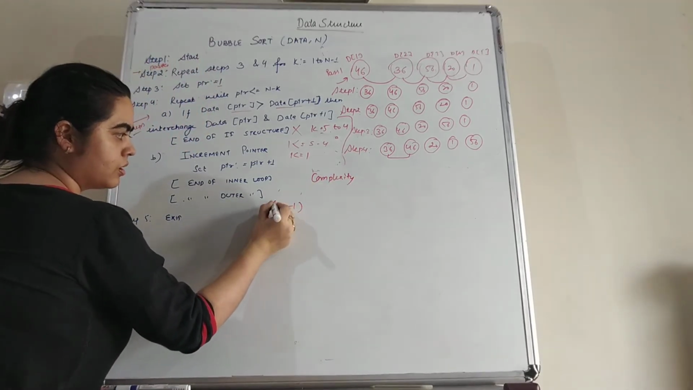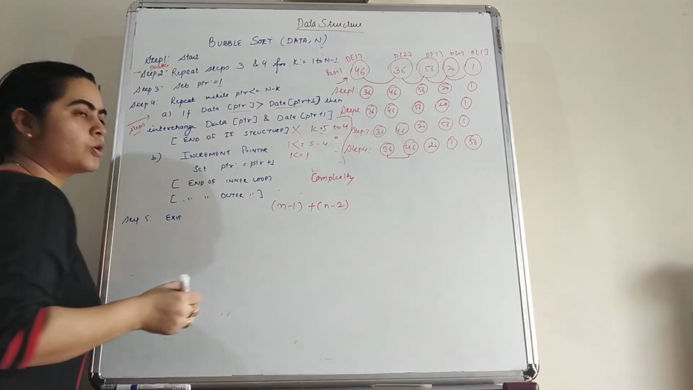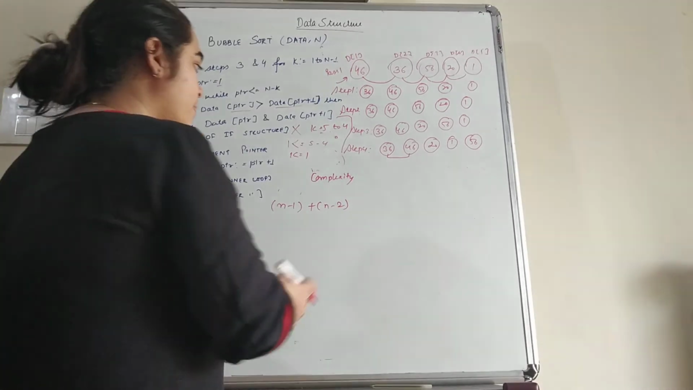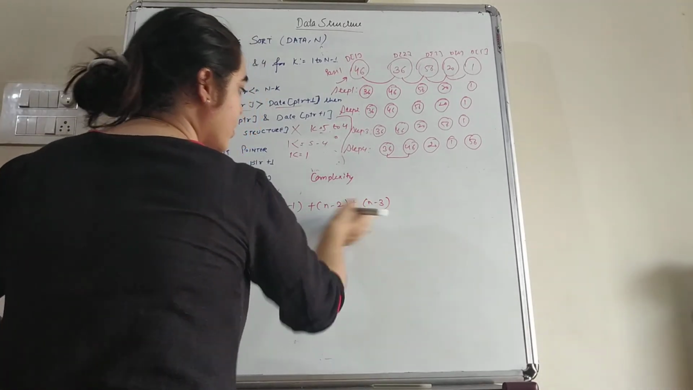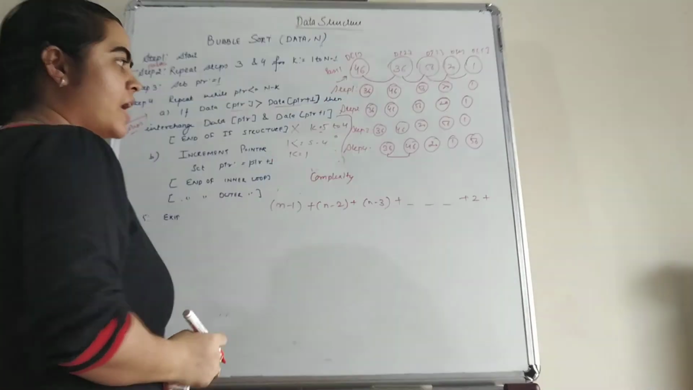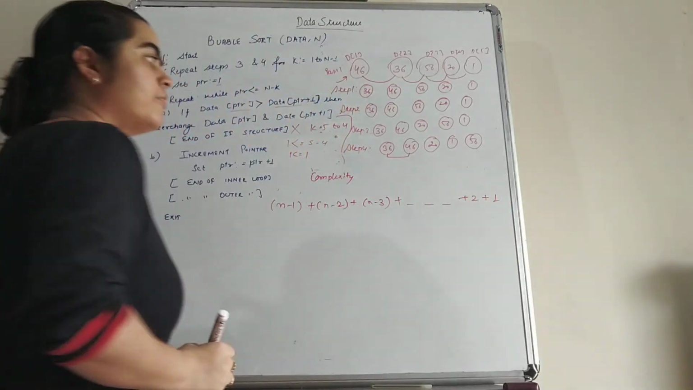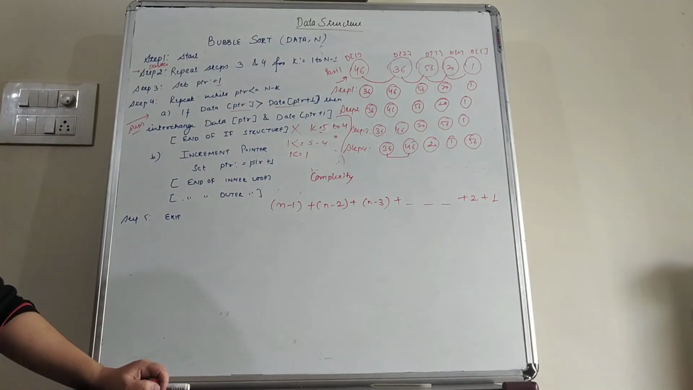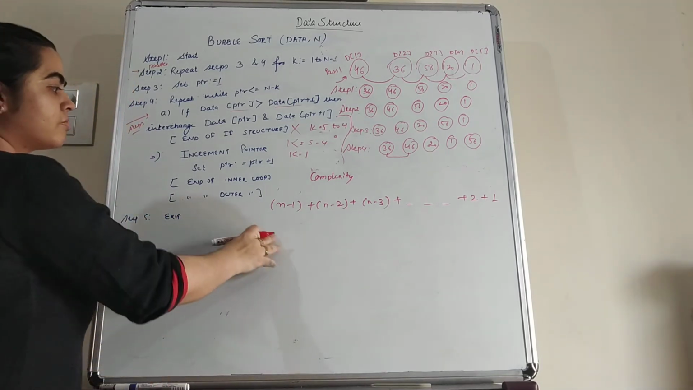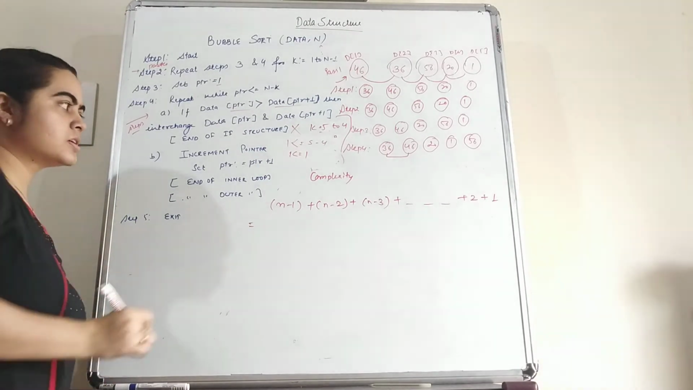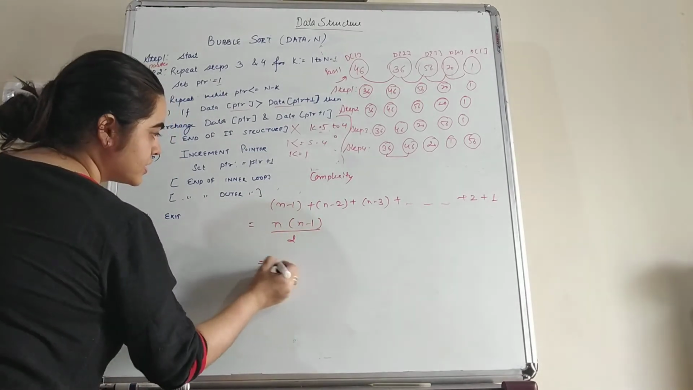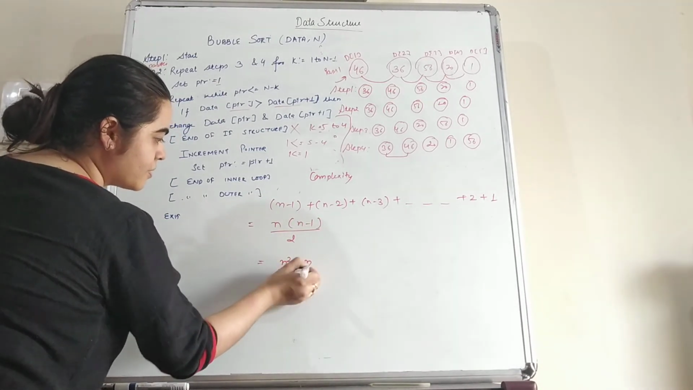n minus 1 plus n minus 2, because in the first pass we have n minus 1 comparisons, in second pass we have n minus 2 comparisons, in third pass we have n minus 3 comparisons, and so on, and second last pass we have 2 comparisons, and at the last we have 1 comparison, that you saw in the previous example. So students, after this, how we can write this series? We can write it as n into n minus 1 by 2. So this is written as n square minus n by 2.